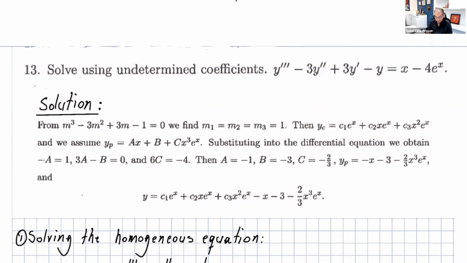And here we assume that y sub p is (ax plus b) plus cx cubed e to the x, and I will go over that right now. Once we substitute, we can solve for a, b, and c. And the final solution, we know, is the homogeneous solution plus the particular solution. Let's see how that works.